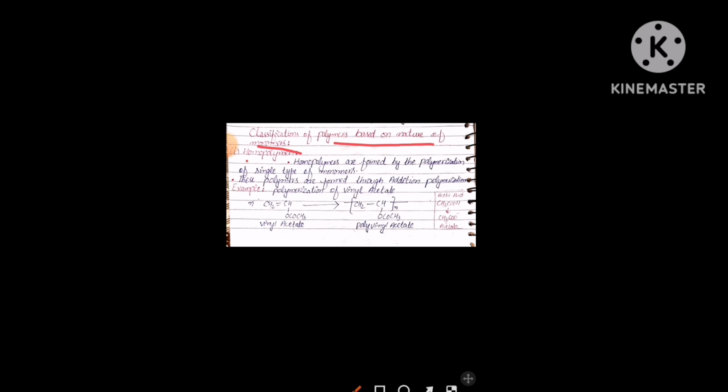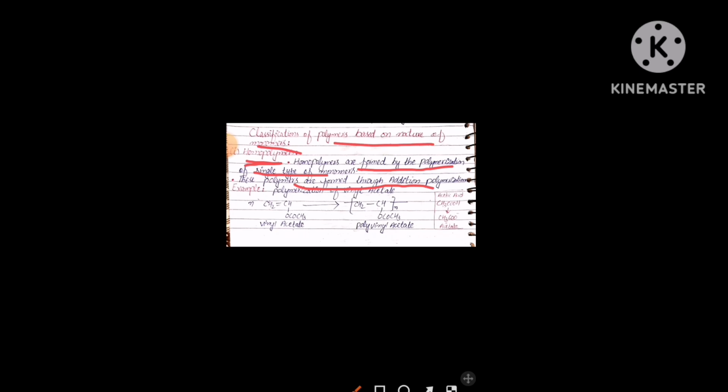The first type is homopolymer. Students, homo stands for same. Homopolymers are formed by the polymerization of single type of monomers. Students, what does it mean? It means that if same or single type of monomers are combined and they polymerize to form a polymer, this class is said to be a homopolymer. These polymers are formed through addition polymerization.